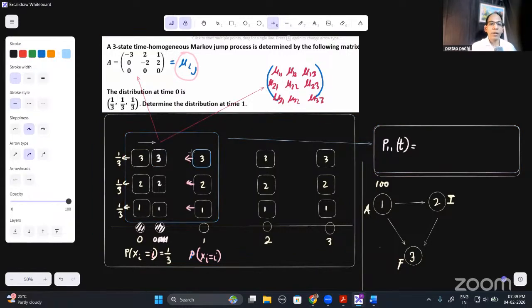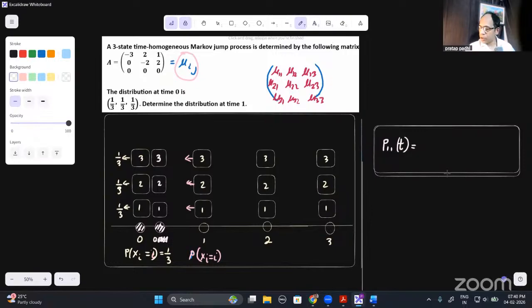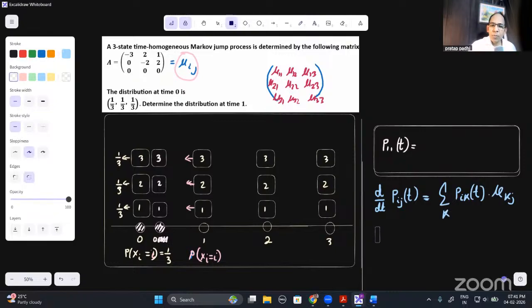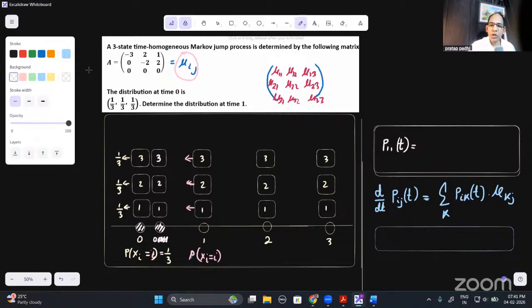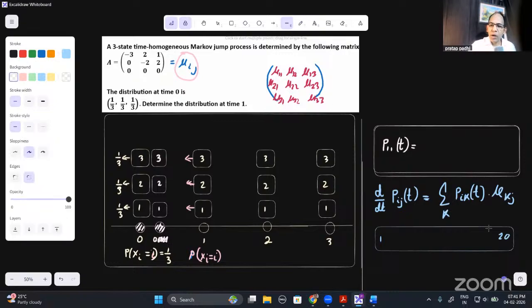Now this is the differential equation with respect to Pij(t), equal to a sum multiplied by mu kj. Remember, this is the forward differential equation. Suppose someone says you complete 1 to 20 and you divide it into 2 parts. How can you divide? 1 to 19, then 19 to 20. You think logically this way.